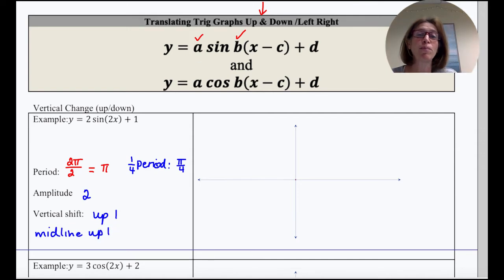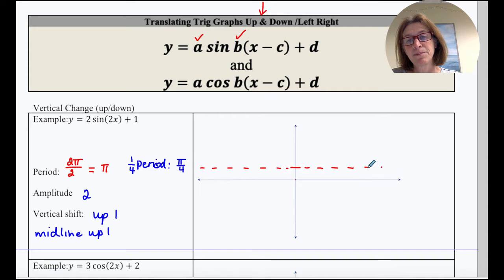I'm going to write it there for you. All right, so that's where I always start. I always start with my vertical shift. I want to move my midline. So my midline, if it's normally at y equals 0, is now going to be up at 1. So I'm going to put a dotted line for my midline. Then I'm going to go from there, I'm going to use my amplitude. So I'm going to go up 2, so I would be at 3, and I'm going to go down 2, so I would be at -1, okay?